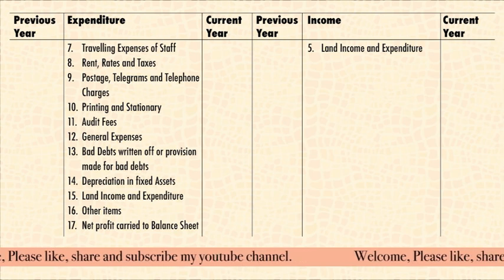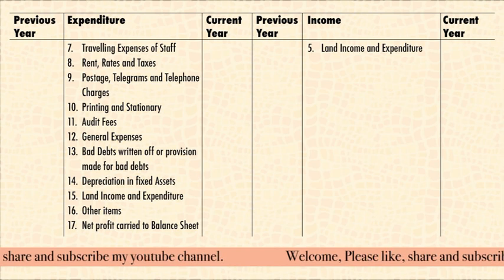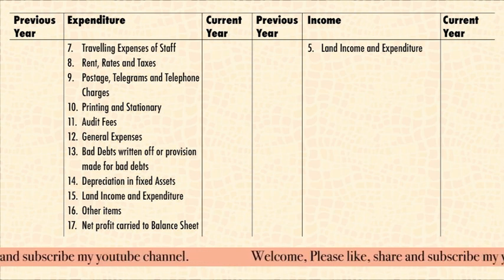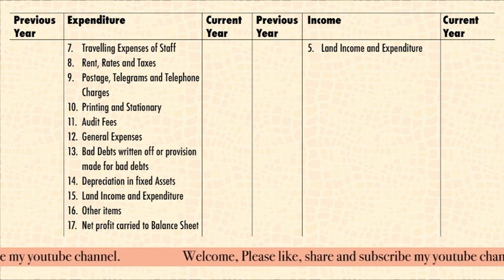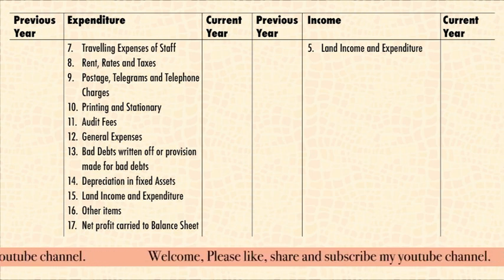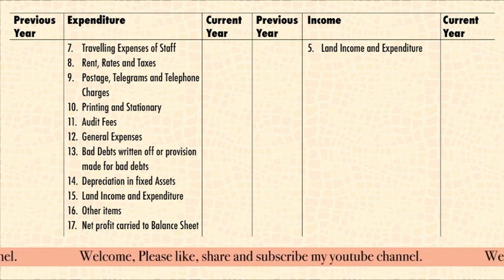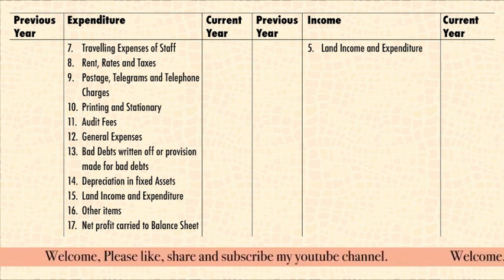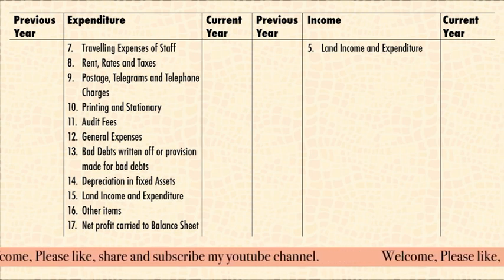Always remember, when we are closing this profit and loss account, you have to see whether it is net profit or not. So you have to total the debit side, that is expenditure, and the credit side, that is income. You have to deduct both. If the amount is less on the debit side, it is considered to be net profit. So you can see the 17th part on the expenditure side is nothing but net profit carried to balance sheet. That is the difference amount.